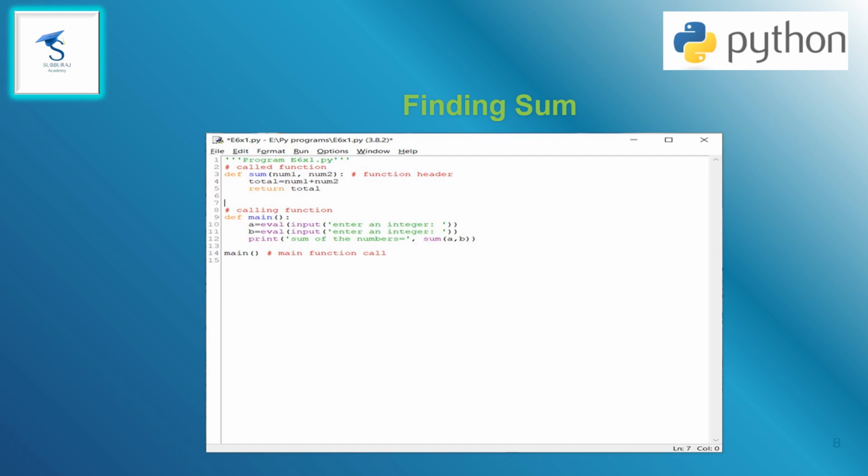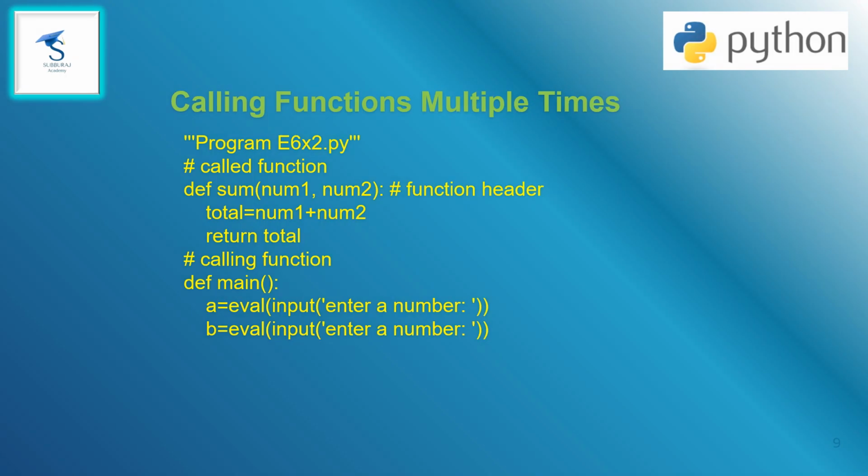See, here is the main, and this is the place from where the program execution starts. We can call a function multiple times, not once, any number of times. That's the advantage. You code a function and call it as many times as you want. So you save effort, and you improve quality.